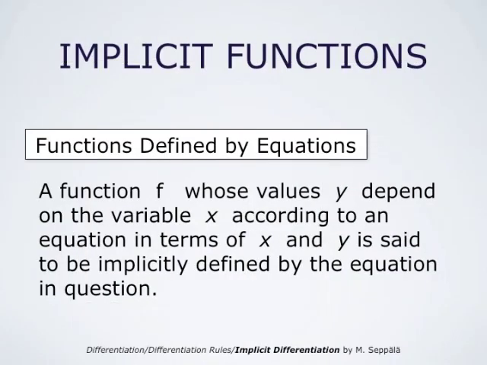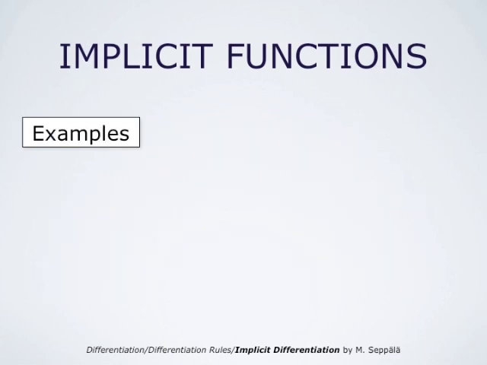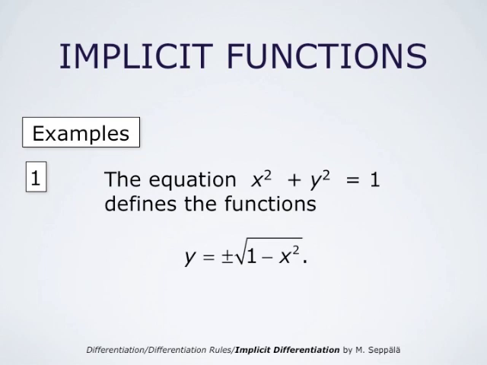Implicit functions are functions defined by equations. A function f whose values y depend on the variable x according to an equation in terms of x and y is said to be implicitly defined by the equation in question. Now an example of this is the equation x squared plus y squared equals 1.